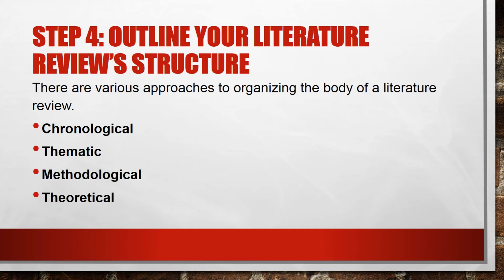Step 4. Outline your literature review structure. There are various approaches to organizing the body of a literature review. Chronological: the simplest approach is to trace the development of the topic over time. Thematic: organize your literature review into subsections that address different aspects of the topic. For example, if you are reviewing literature about inequalities in migrant health outcomes, key themes might include healthcare policy, language barriers, cultural attitudes, legal status, and economic access.